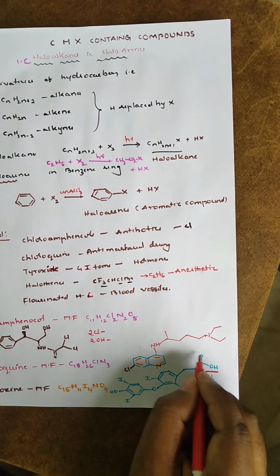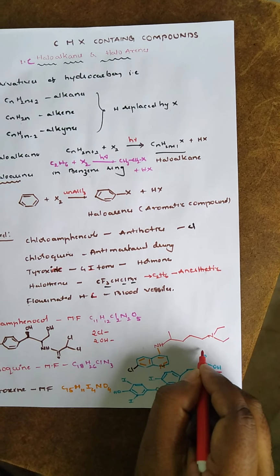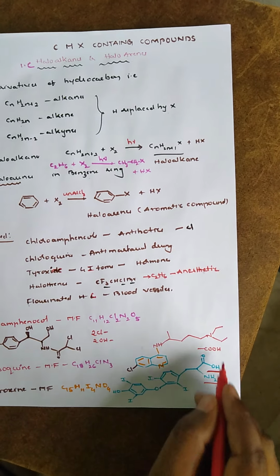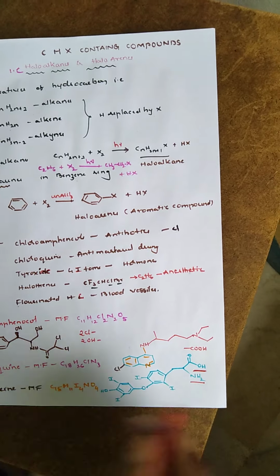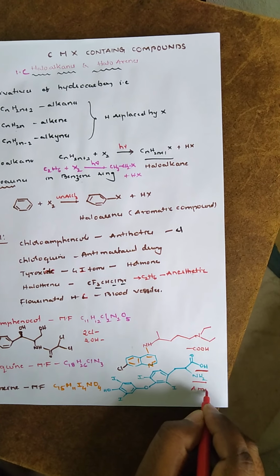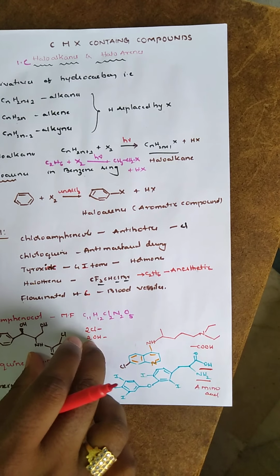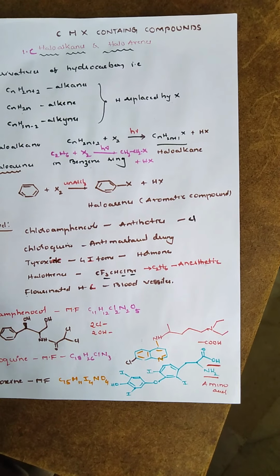Now this is not hydroxyl. This is a carboxylic acid group, COOH. Now this is an amine group. We will consider it looks like an amino acid. So because of this, we should study the halogenated compounds.